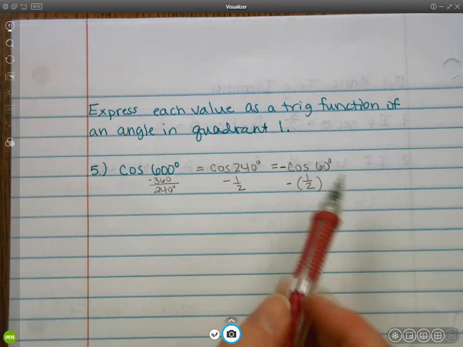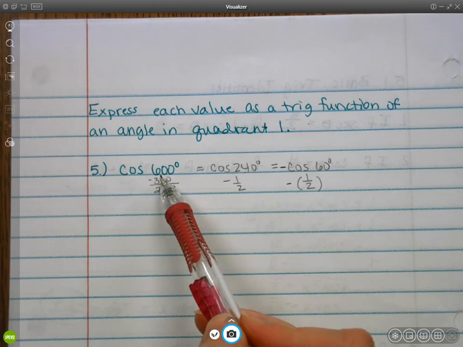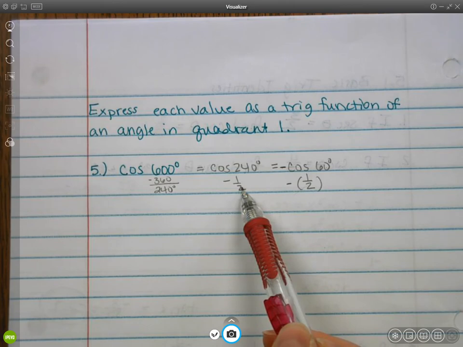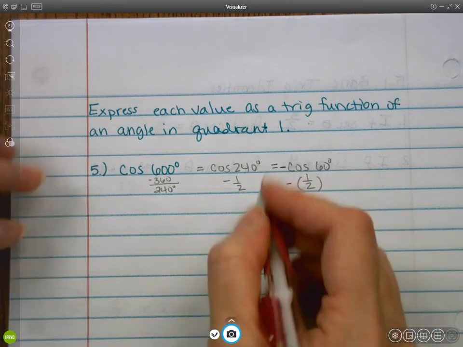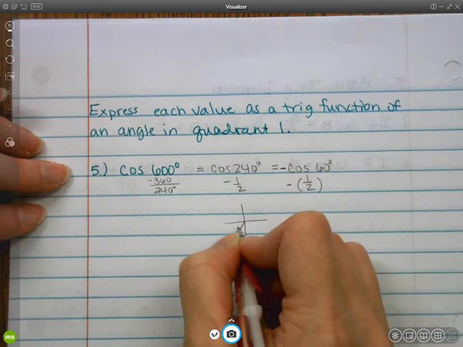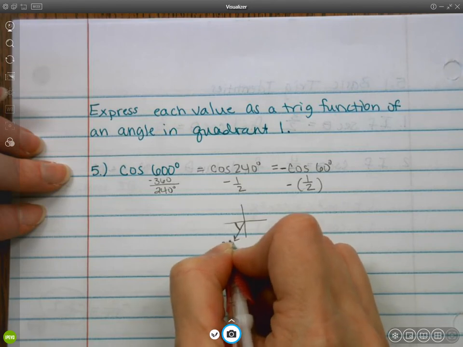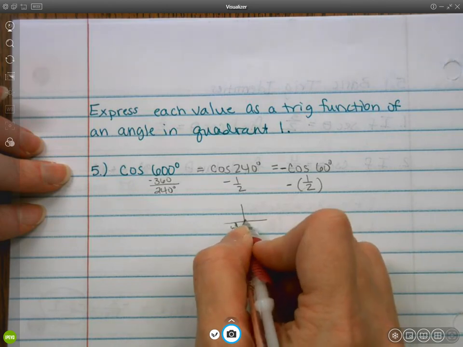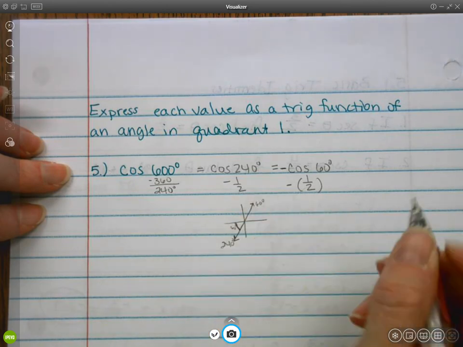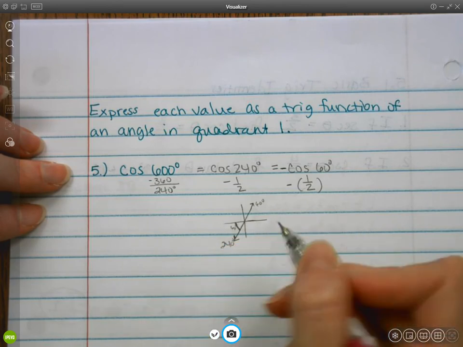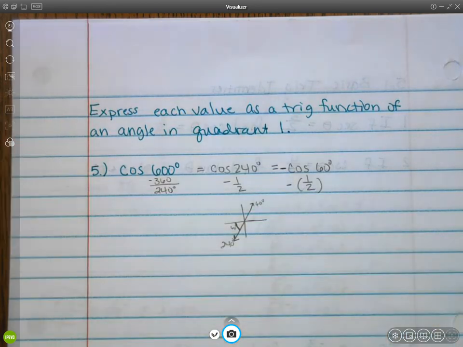Alright, so to recap, 240 is in the same place as 600. Those are coterminal angles. Cosine at 240 is -1/2, because that's the x-coordinate at 240. 240 is like right here. That is 60 degrees away from the x-axis. So if I come up here in quadrant 1 at 60 degrees, I should have the same value. I have that same 1/2 as my x value, but it's positive instead of negative, so I say that cosine of 240 is the same as negative cosine of 60.